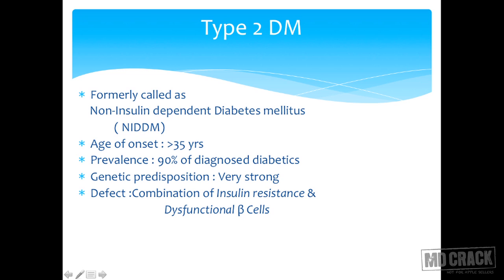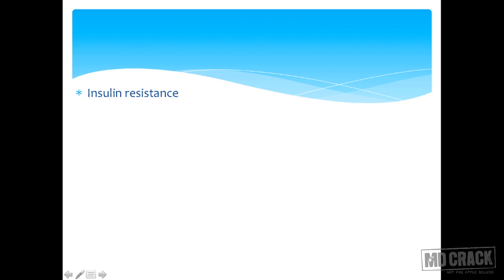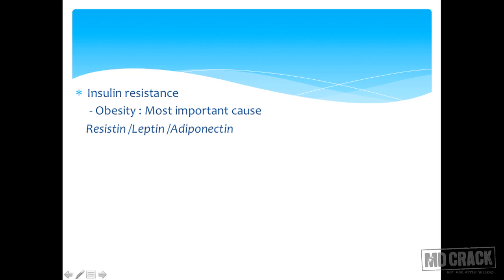So because of both these, what will happen? It will lead to severe symptoms of diabetes mellitus. What is the cause? It is supposed to be both environmental and genetic determinants. Now, what is the reason for insulin resistance? They say that obesity is the most important cause for insulin resistance, and this may be because of the different hormones that are released by the adipose tissue during obesity. These include resistin, leptin, adiponectin. All these have been implicated in having a role in insulin resistance.